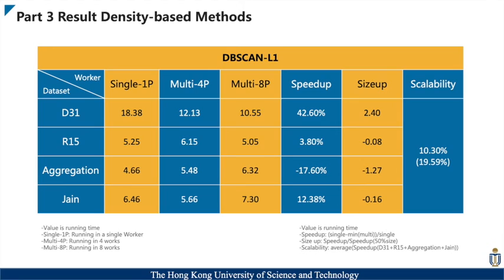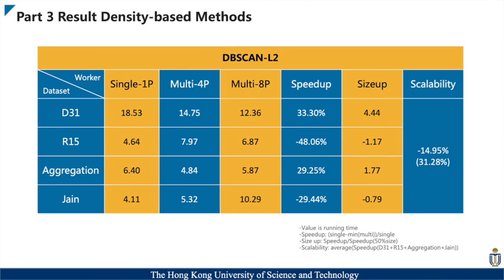The result of the density-based method DBSCAN for L1 distance: for the D31 and R15 datasets, Spark does help to speed up the runtime, but when sizeup, only D31 benefits. The reason may be that DBSCAN is sensitive to the distance between points, so when sizeup, the distance matrix will go up as well. And the scalability for those suitable kinds of datasets is 19.59%. And for L2 distance, for the D31 and Aggregation datasets, Spark does help to speed up the runtime. But when sizeup, the help goes up. And the scalability for those suitable kinds of datasets is 31.28%, which is better than L1 distance.